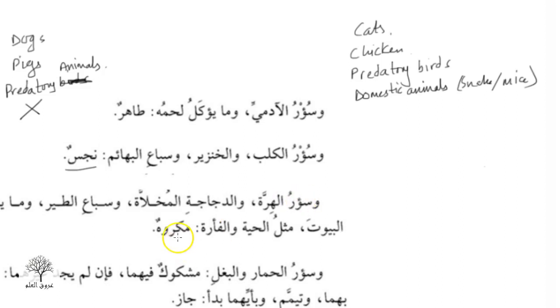So here he actually says that it's makruh. Makruh is a different word from najis. Najis I put across. Makruh actually means not permissible, but it's lesser. So these animals are lesser. Their impurity is considered to be less than the impurity of dogs, pigs, and predatory animals.